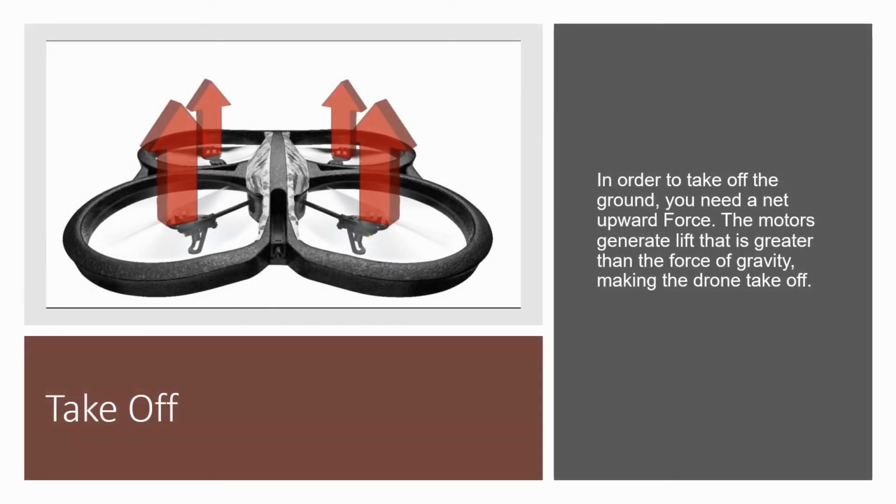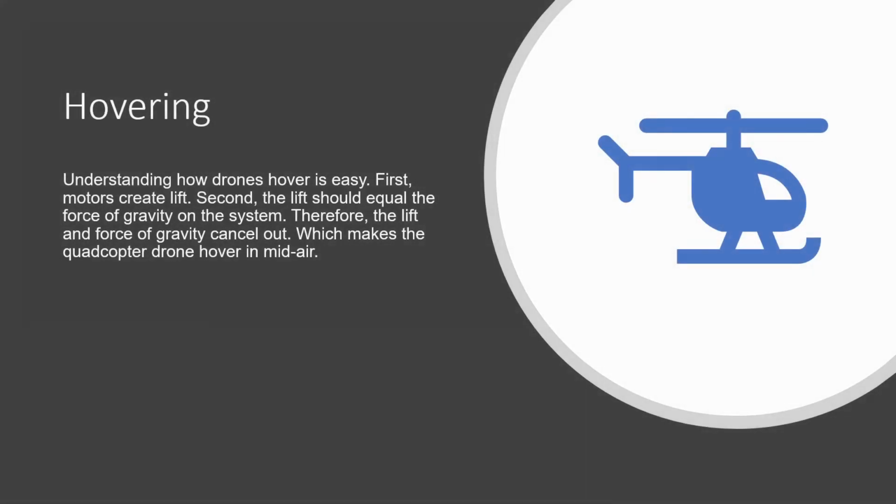Takeoff. In order to take off the ground, you need a net upward force. The motors generate lift that is greater than the force of gravity, making the drone take off. Hovering. Understanding how drones hover is easy. First, motors create lift. Second, the lift should be equal to the force of gravity on the system. Therefore, the lift and force of gravity cancel out, which makes the quadcopter drone hover in midair.